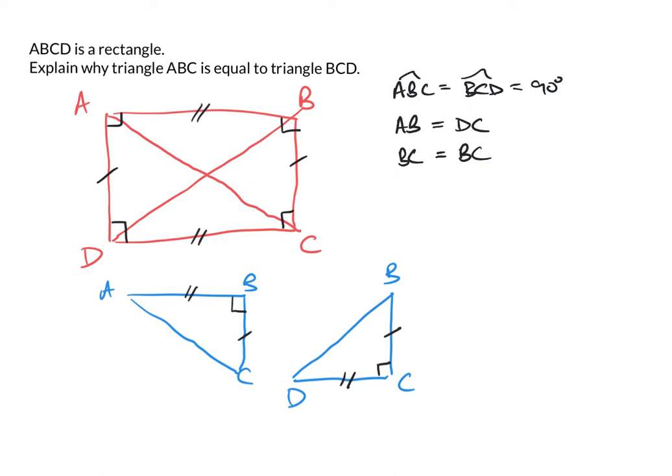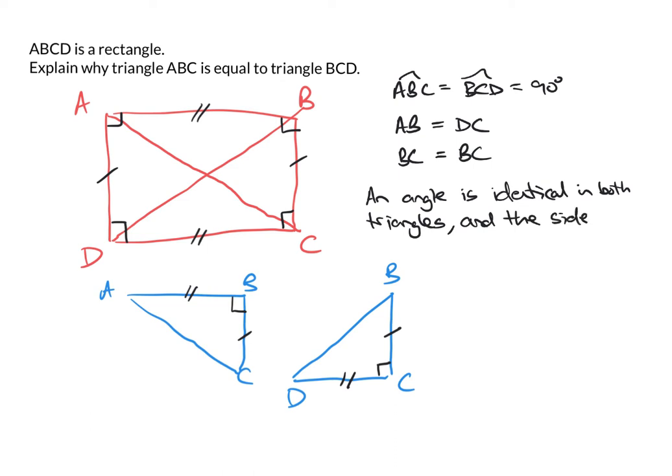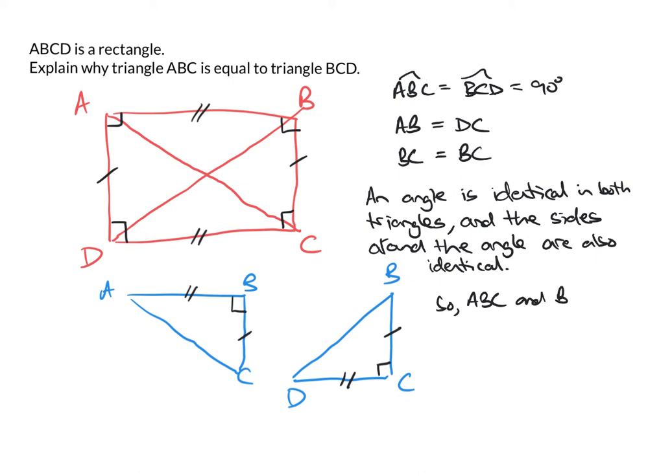I can say that an angle is identical in both triangles, and the sides around the angle are also identical. So ABC and BCD are equal.